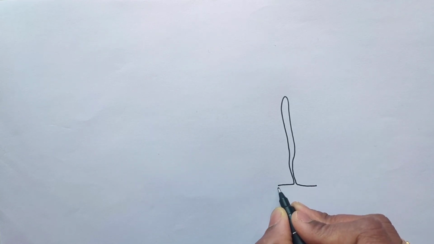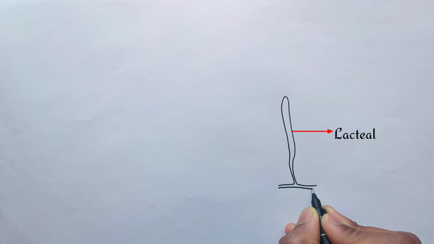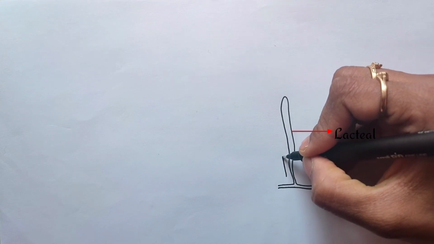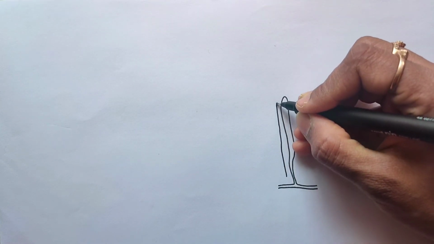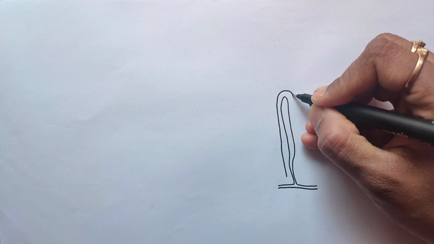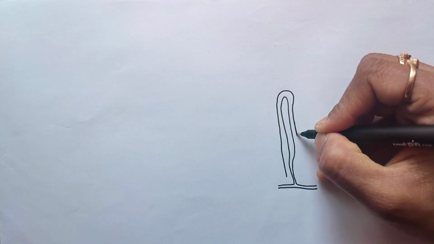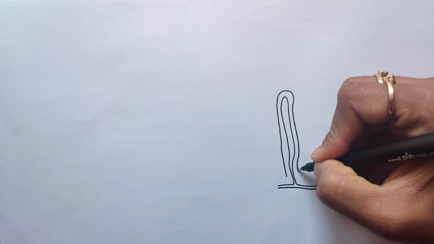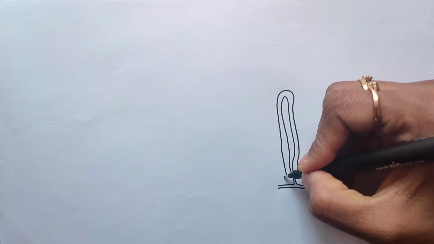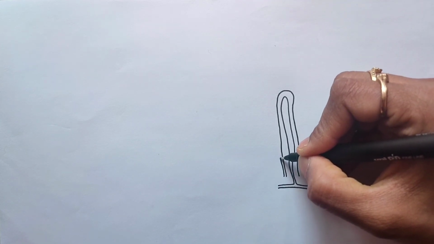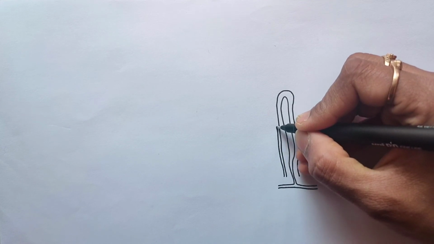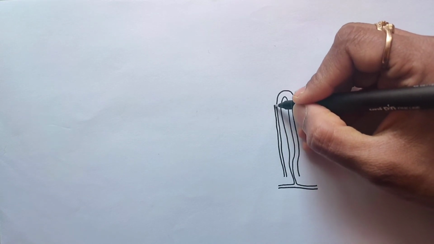First, to start with, we are going to draw a single lacteal. Next, we will be drawing the sub-branches of artery and vein, what we call as capillaries. Now, to draw the capillary, I have come up with a simple method. So just follow me and you will be able to complete this diagram.